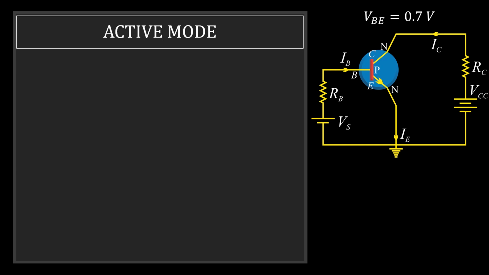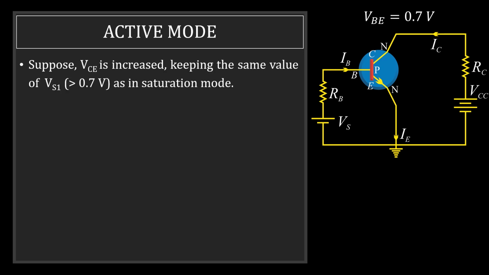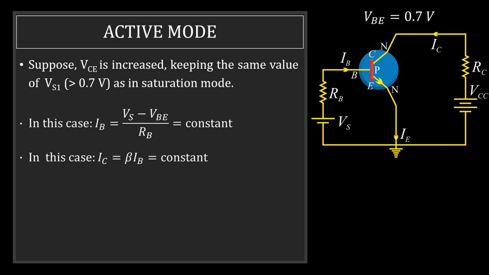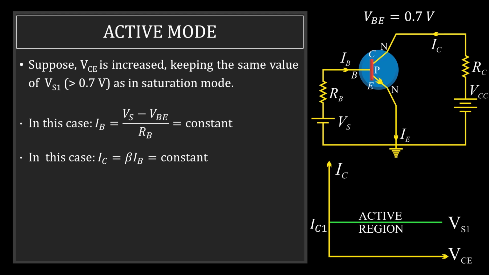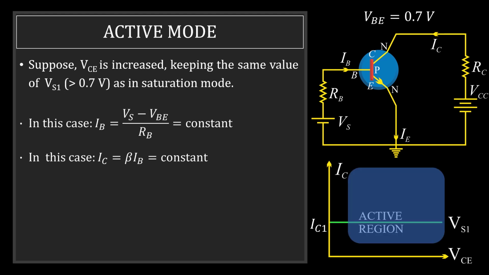Active mode. Suppose VCE is increased keeping the same value of Vs1, that is more than 0.7 as in saturation mode. Then in that case, the current IB is going to be Vs minus VBE by RB, which is going to remain constant. And because IC is beta IB, IC will also remain constant. In such a case, the graph will be like this. And this region is called the active region.